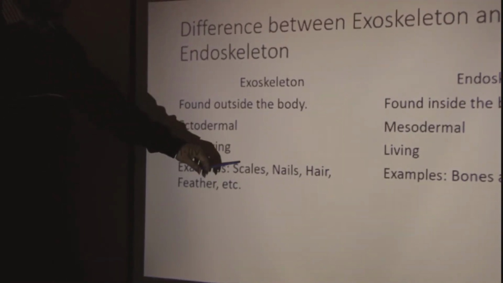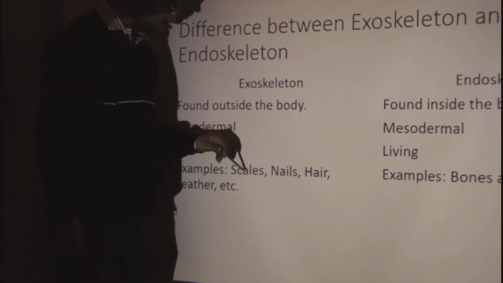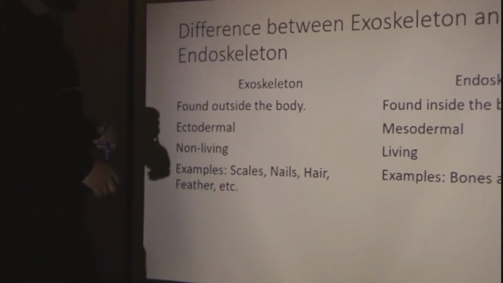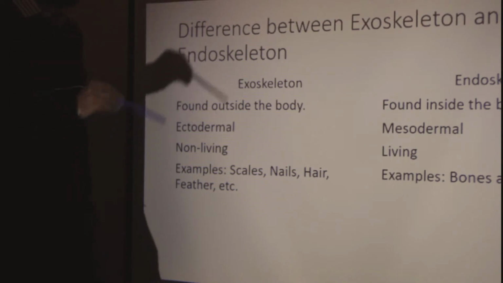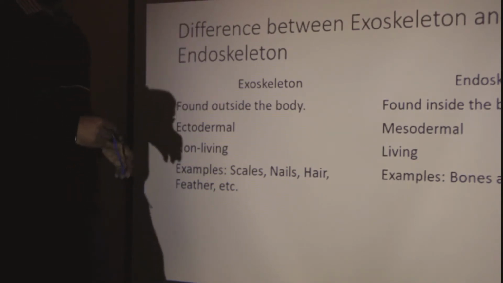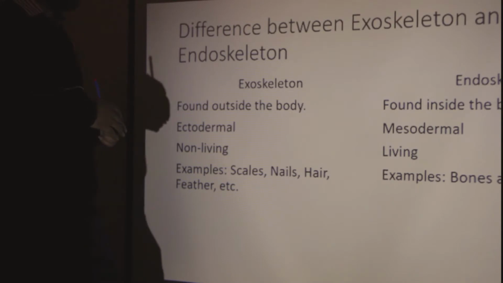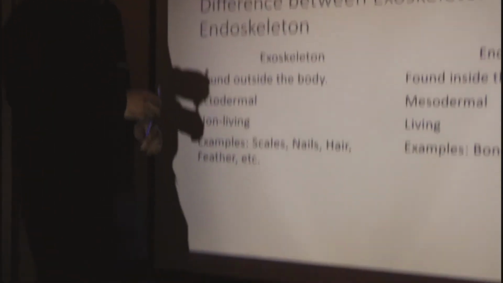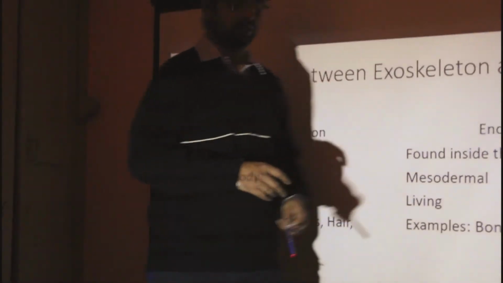If we talk about scales, scales are the outer part of a fish. If we remove the flesh out of the fish, we find the bony part inside, which is known as the endoskeleton.